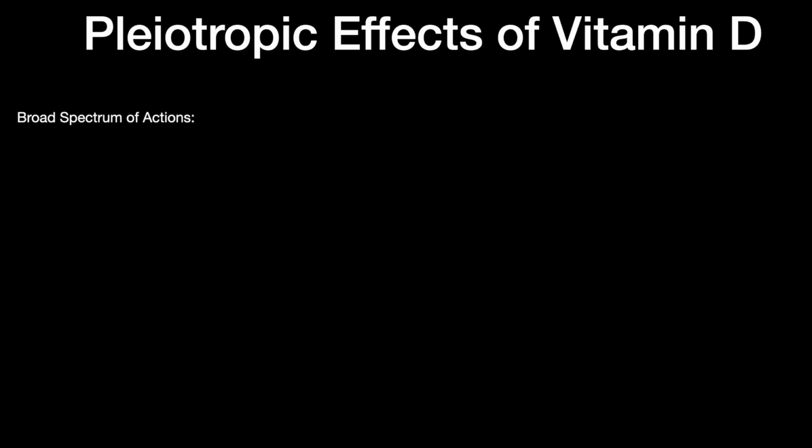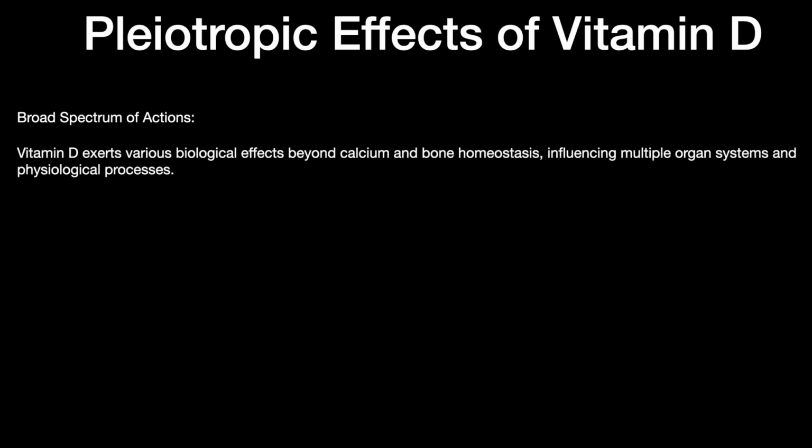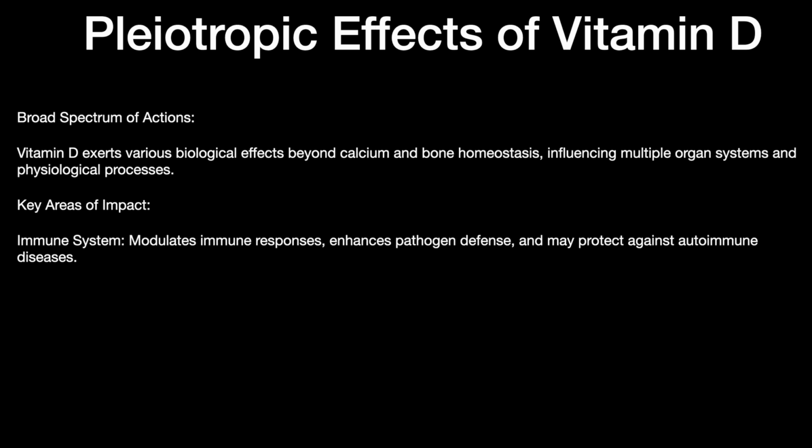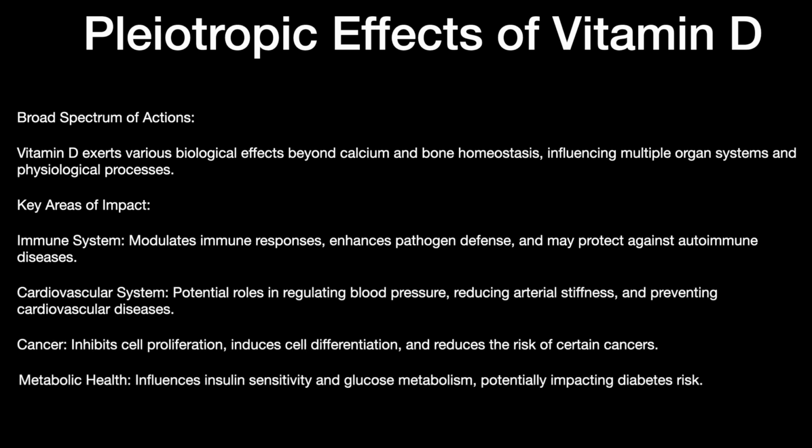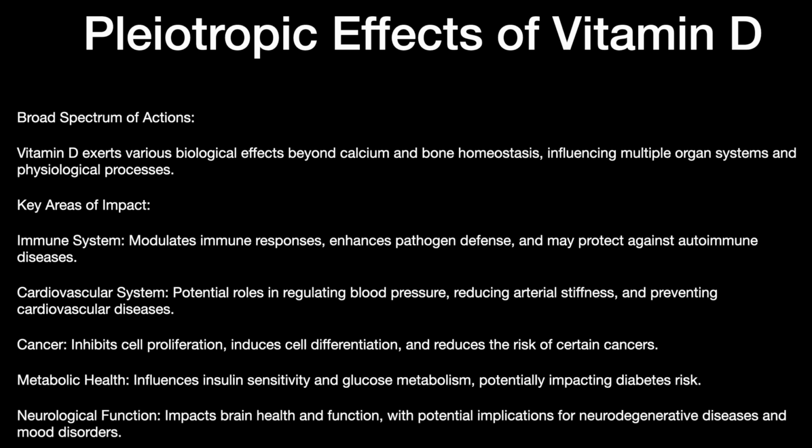Next are the pleiotropic effects. These are the main effects that we are looking at nowadays. The calcium and phosphate role is very well established. These are the roles which are recently being found out, that is its role on the multi-organ system and physiological impact. The key areas being immune system, cardiovascular system, cancer, metabolic health, and finally the neurological impact.